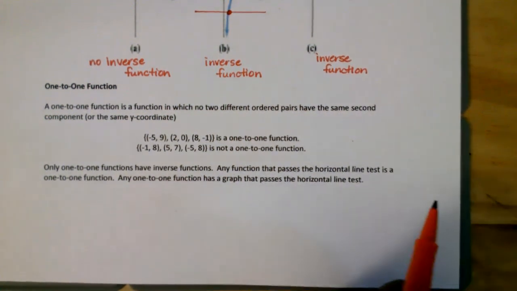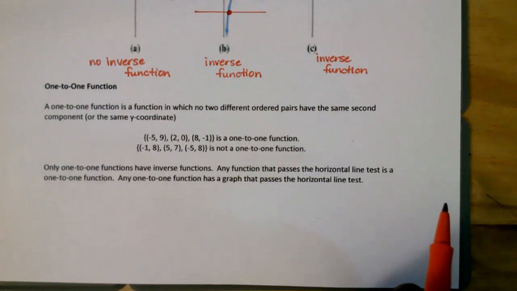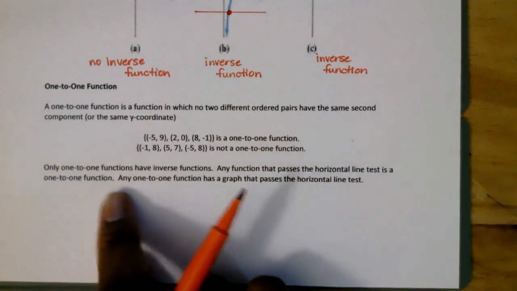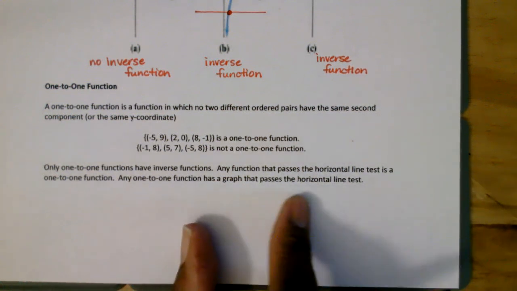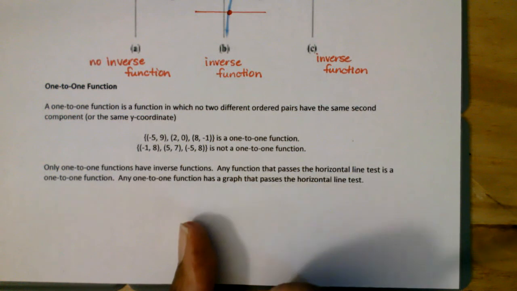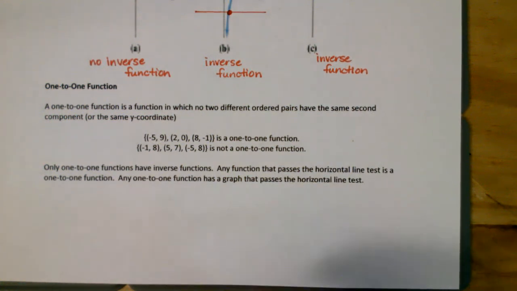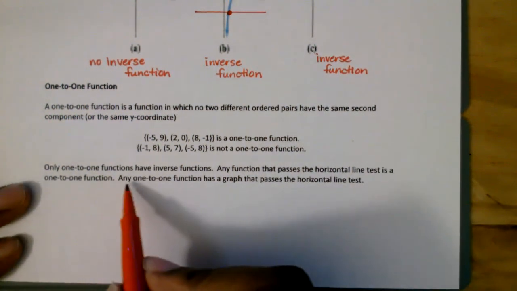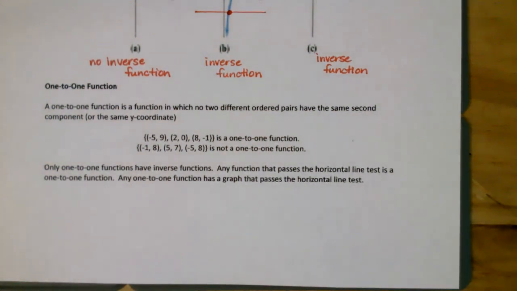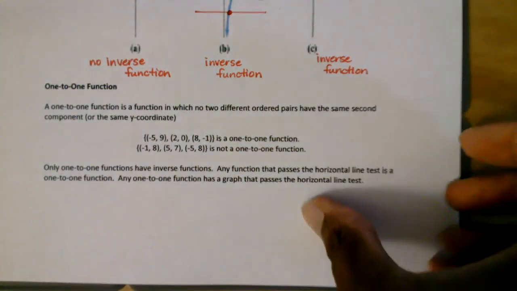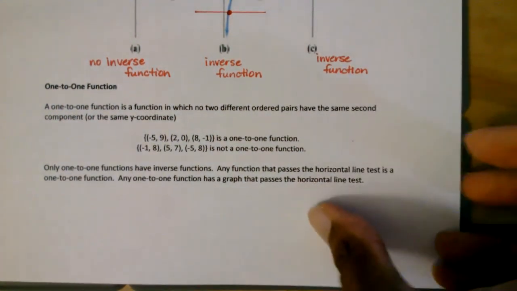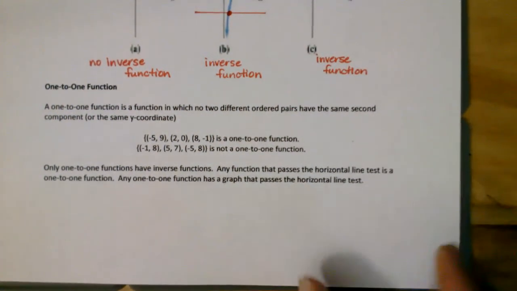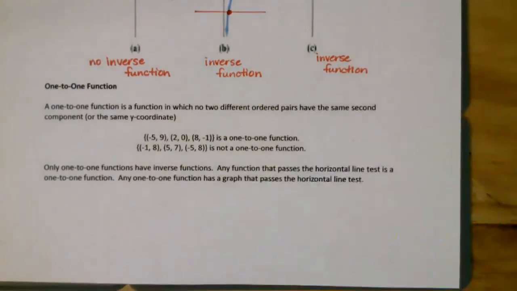And any function that passes the horizontal line test is a one-to-one function, okay? And any one-to-one function has a graph that passes the horizontal line test, okay? So if a function passes the horizontal line test, that means it's a one-to-one function. But if it's a one-to-one function, then that means it's going to pass the horizontal line test.